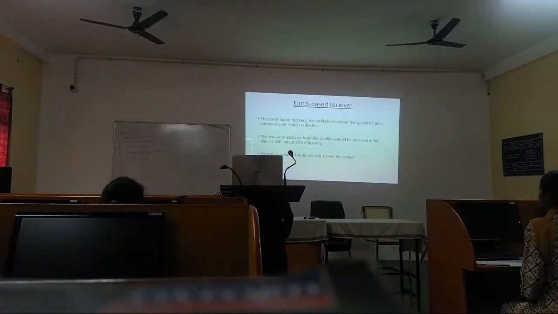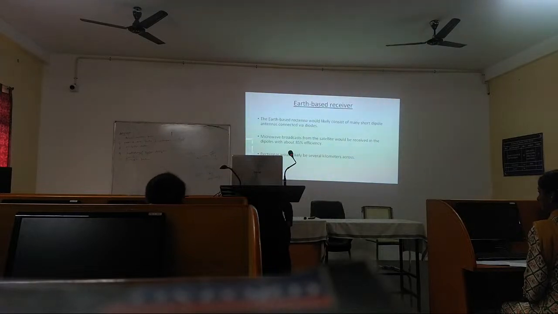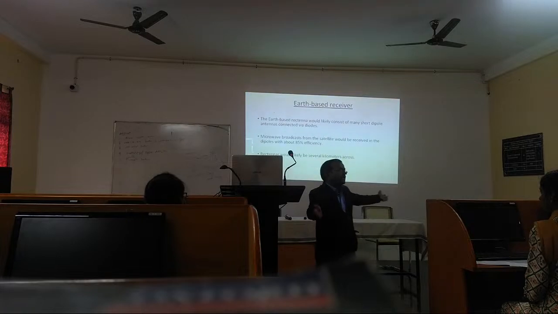The Earth-based receiver would likely consist of many short dipole antennas connected via Schottky diodes, as I mentioned. The microwave broadcast from the satellite, that means the space station, would be received by the dipoles with about 85% efficiency. The rectennas would likely be several kilometers across. The diameter of the rectenna would be much wider than the transmitter.